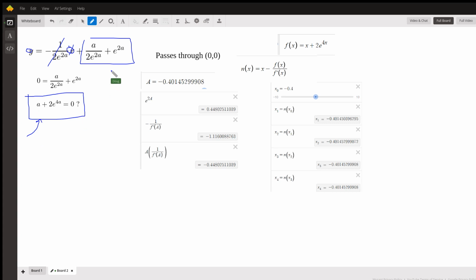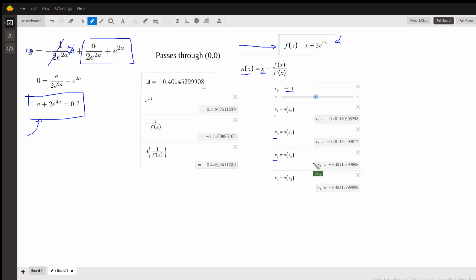And here's where you could use a graphing calculator, or you could use Newton's method, which is what I've done over here. I've set up this function f of x equals x plus 2e to the 4x. I want to know, when does this equal 0 using Newton's method. Here's a formula for Newton's method, where x is initially the initial value we start with. I used negative 0.4 after looking at the graph. And then here's subsequent invocations of Newton's method.